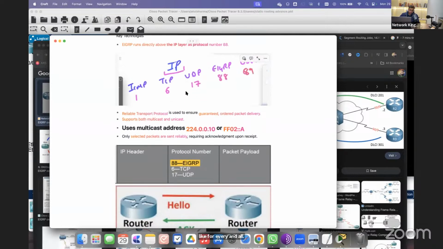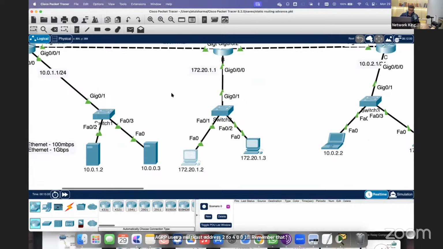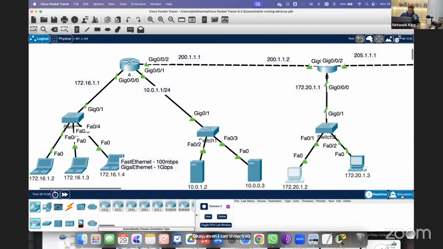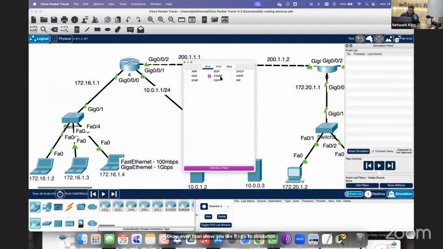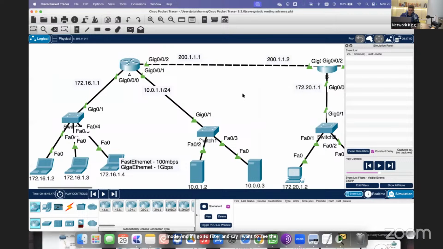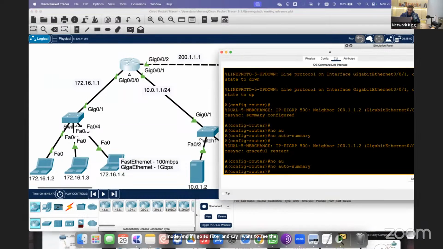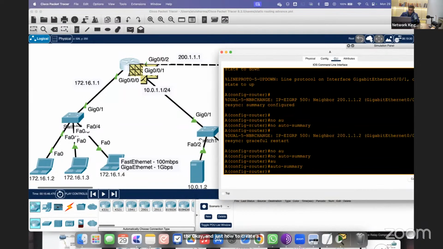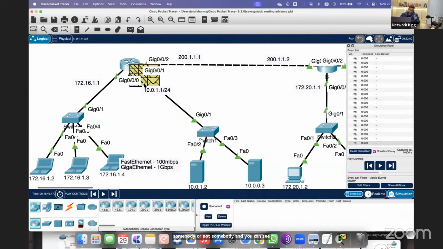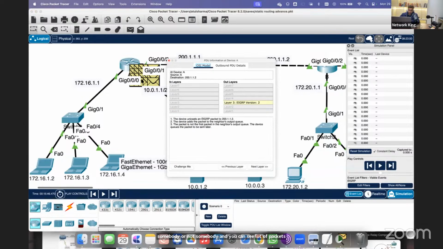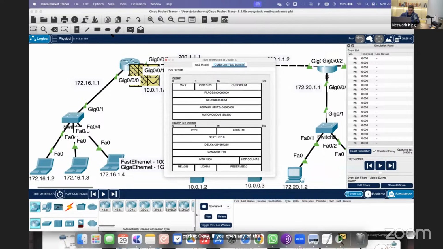EIGRP uses the multicast address 224.0.0.10. Remember that. I can even show you. If I go to simulation mode, go to filter and say I want to see the EIGRP packets, and then just say auto summary or no auto summary to create EIGRP packets, you can see a lot of packets are created. These are EIGRP. If you open any of the packets, you can see this is the EIGRP packet.